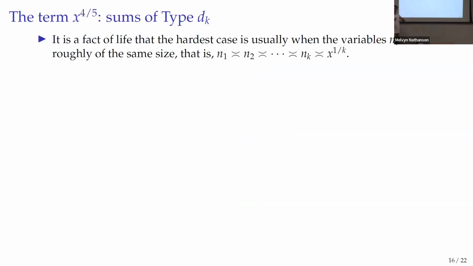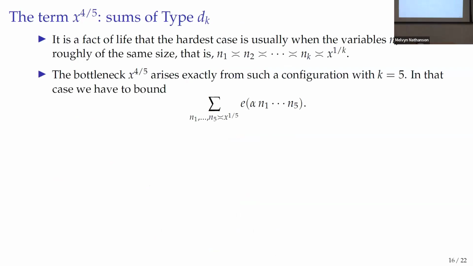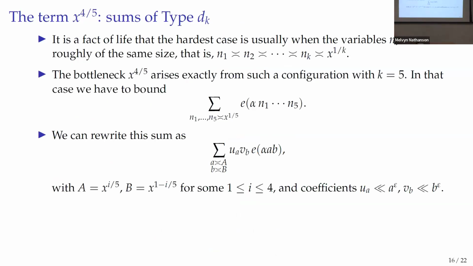If they're unbalanced, you can usually make use of the longest one and there's some game to play. So often actually the hardest range is when they're all of the same size. So where is the 4/5 coming from? It's actually coming from this configuration. It's called type D5. This is where this bottleneck is coming from. And so let's try to bound this type D5 sum.